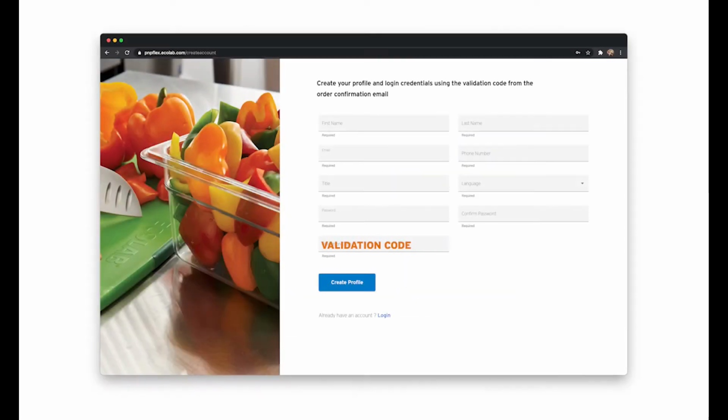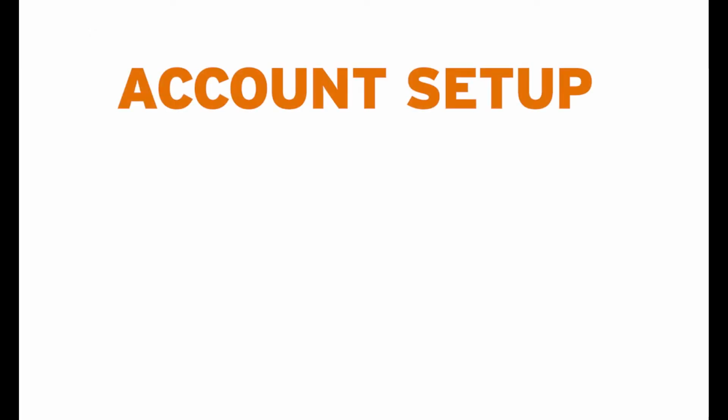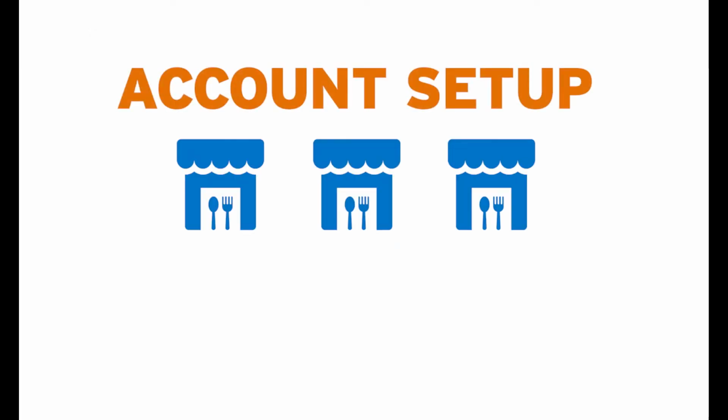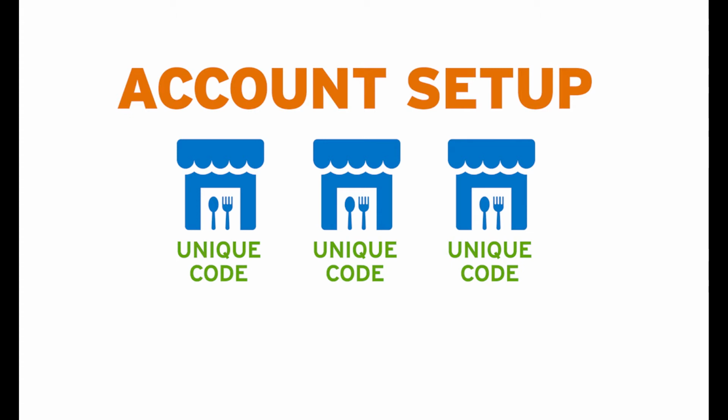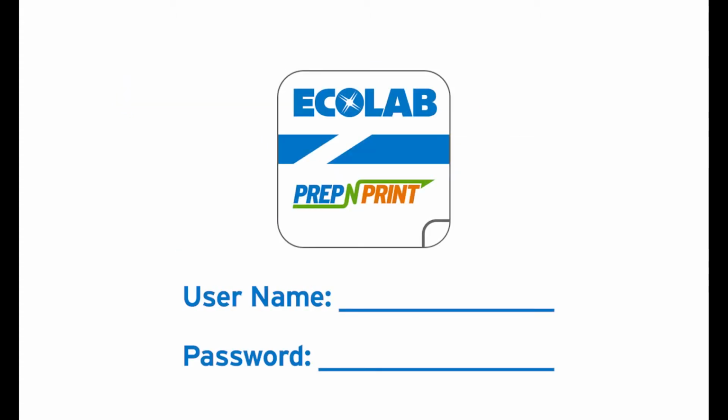The validation code is used to get into the website for account setup. Account setup includes adding locations to the account, which creates a unique code for each location. During this process, you will create the username and password for the FlexApp to access the food item lists that are managed through the web portal.